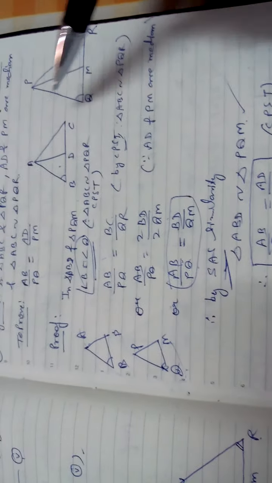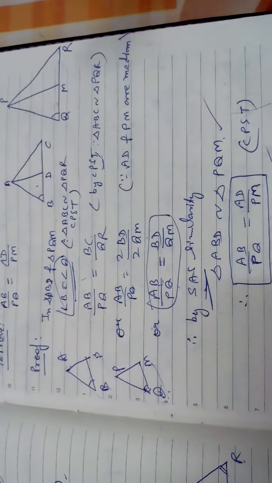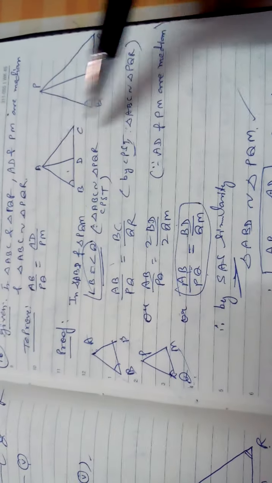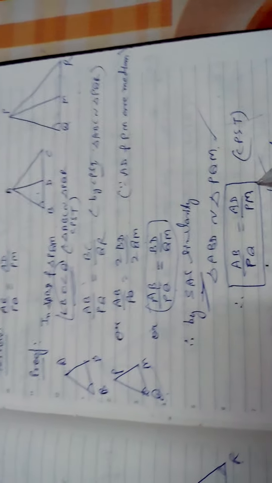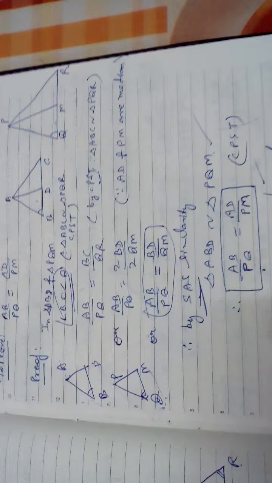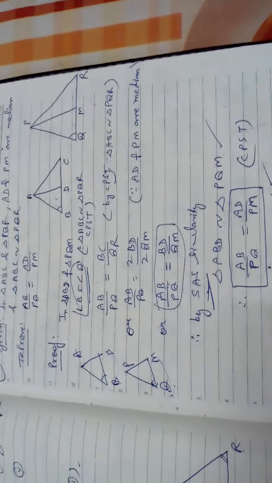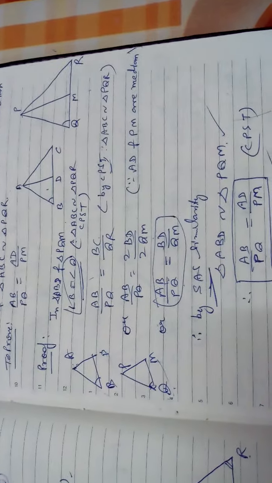It means the ratio of sides is also equal to the ratio of their medians. You can use it as a theorem also: if any two triangles are similar, the ratio of their sides is also equal to the ratio of their medians. And the altitudes also you can prove. The ratio of the sides is also equal to the ratio of their altitudes as well as their angle bisectors.